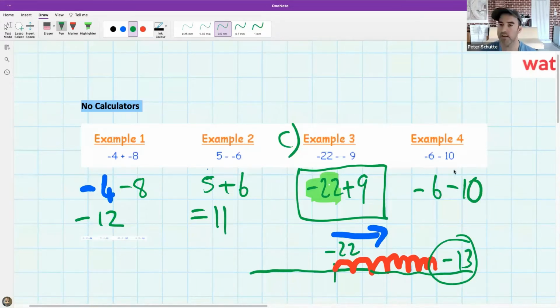Yeah, exactly. I want you guys to try and do example 4 now. So I've given you minus 6 minus 10. What is the answer to that question going to be?